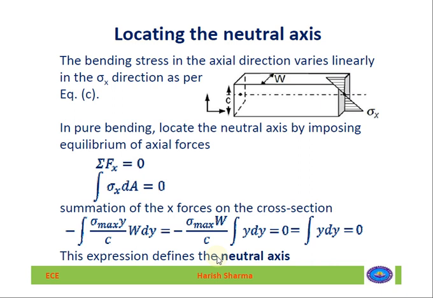Next is the location of the natural axis. We have already discussed the natural axis: above it there will be contraction, and below it there will be elongation, but at that point there will be no contraction and no elongation. So there will be zero effect.